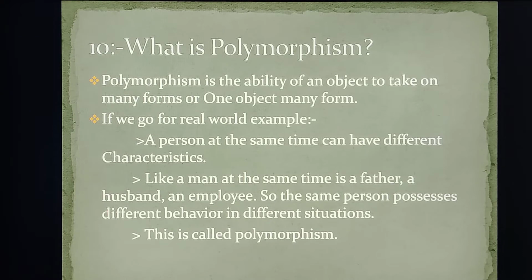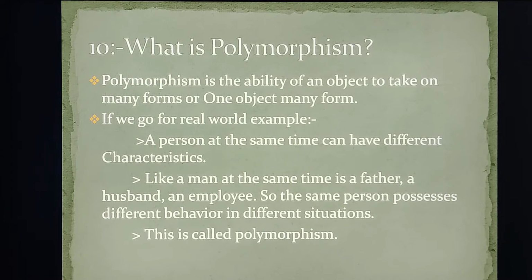So guys, what is meant by polymorphism? Polymorphism is the ability of an object to take on many forms, or simply we can say one object, many forms.